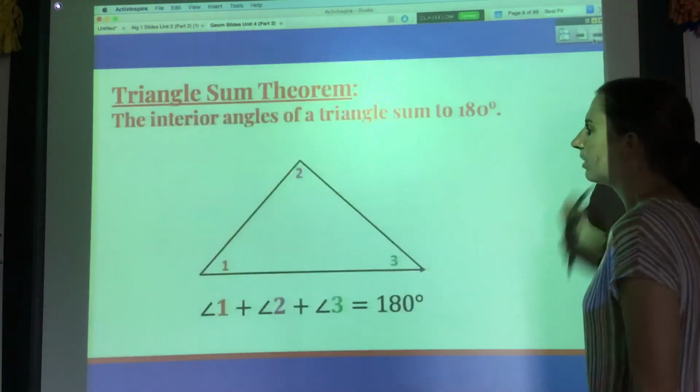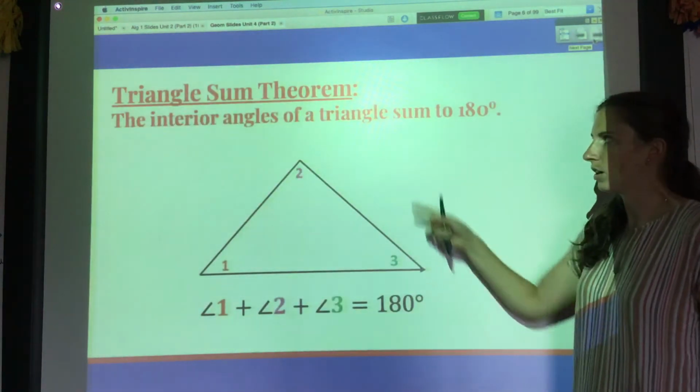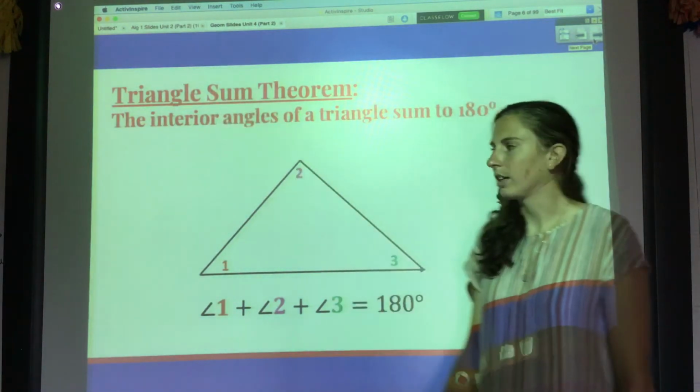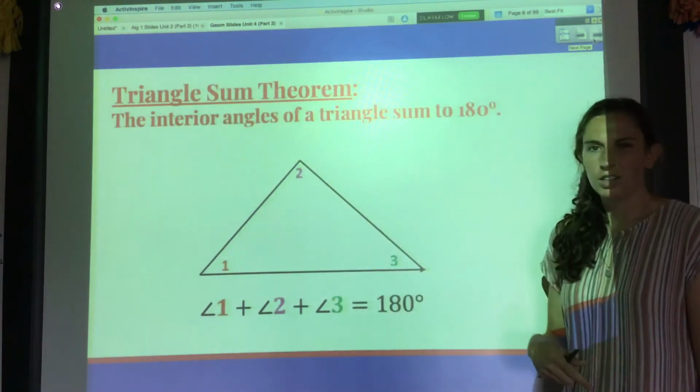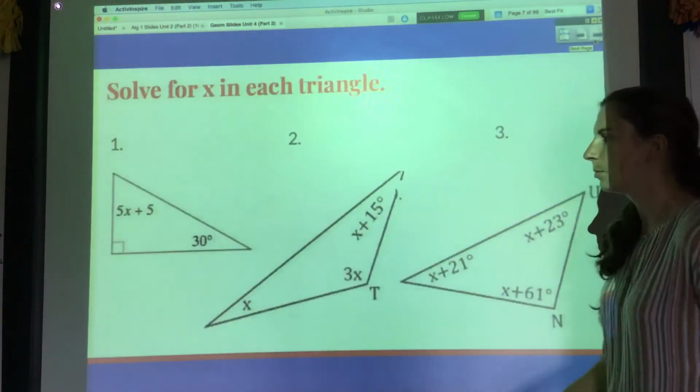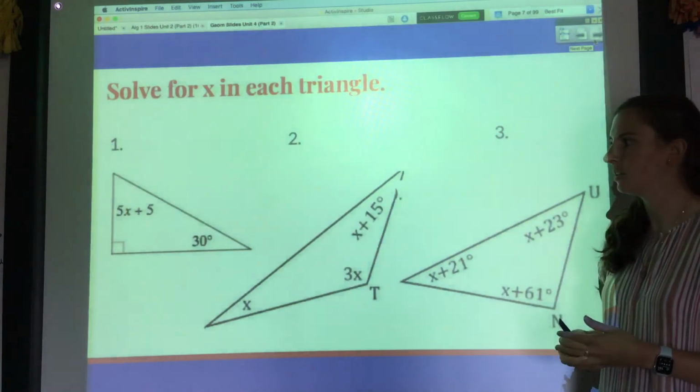So the first one we've already proved and everything. It's called the Triangle Sum Theorem because it's about the sum of the angles in a triangle. They all add up to 180. You should be pretty familiar with that one at this point. So we can use this to answer some problems.